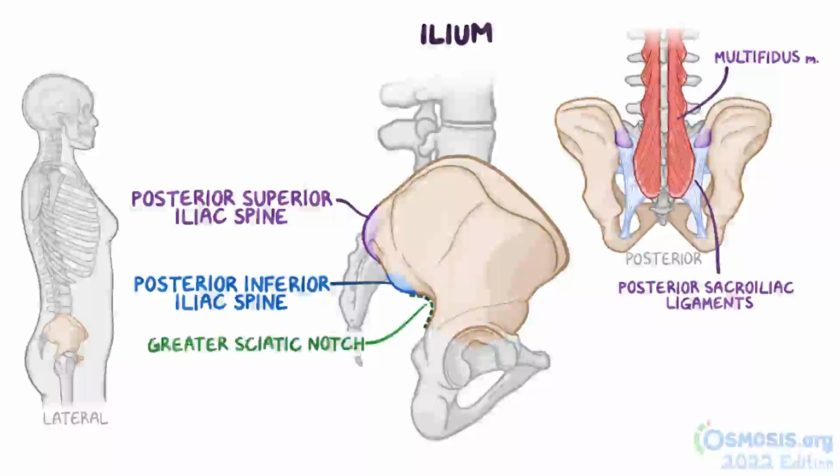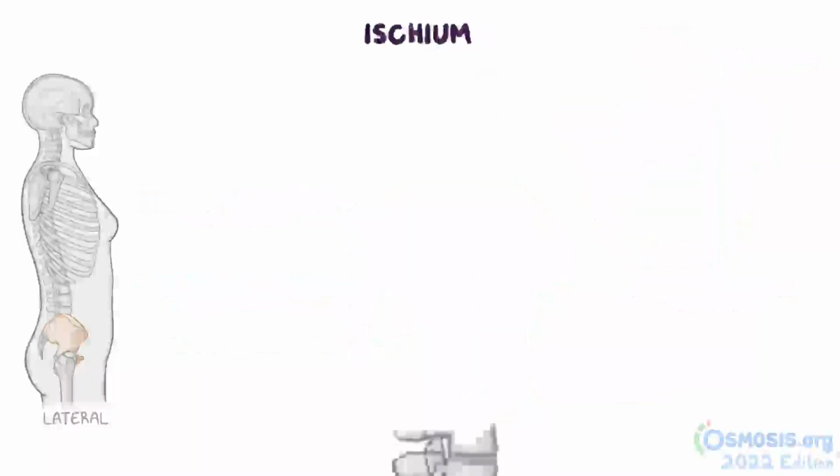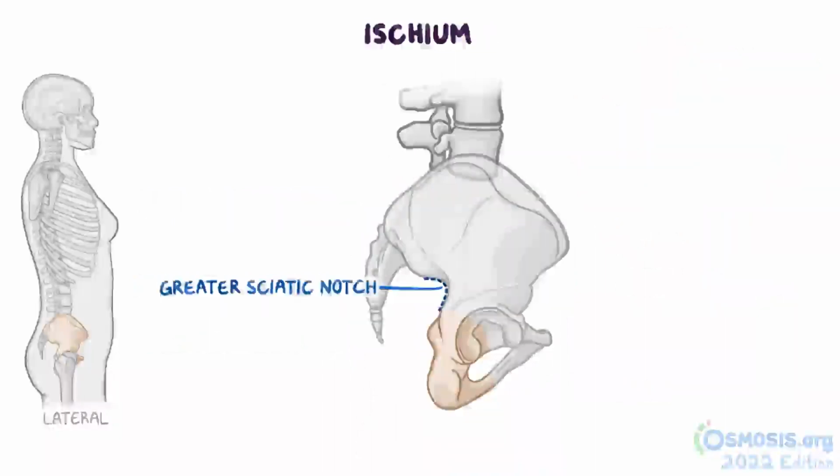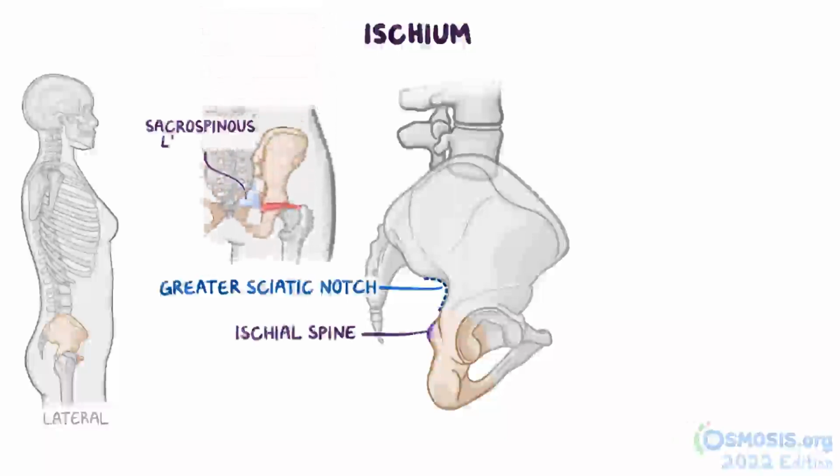Okay, so the ala continues inferiorly with the body of the ilium, which joins the pubis and ischium to form the acetabulum. Next, let's look at the ischium, which forms the postero-inferior part of the hip bone. The posterior border of the ischium forms the inferior margin of the greater sciatic notch. At the end of the notch, there's a triangular surface called the ischial spine, where the sacrospinous ligament and the superior gemellus muscle originate.